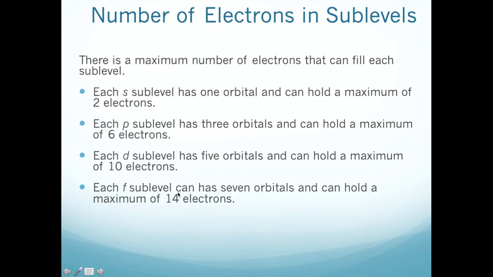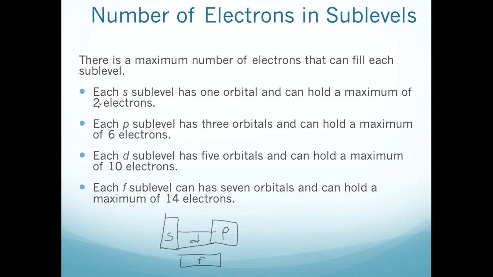Now, if you're having trouble remembering this, this is where your periodic table can help you. Remember, if you look at the different blocks of your periodic table, your S, P, D, and F blocks, you'll notice that your S block has 2 columns. That's because each s orbital can hold a maximum of 2 electrons. Your p block is 6 columns wide because the p sublevel can hold 6 electrons. Likewise, your d block is 10 columns wide and your f block is 14 columns wide.